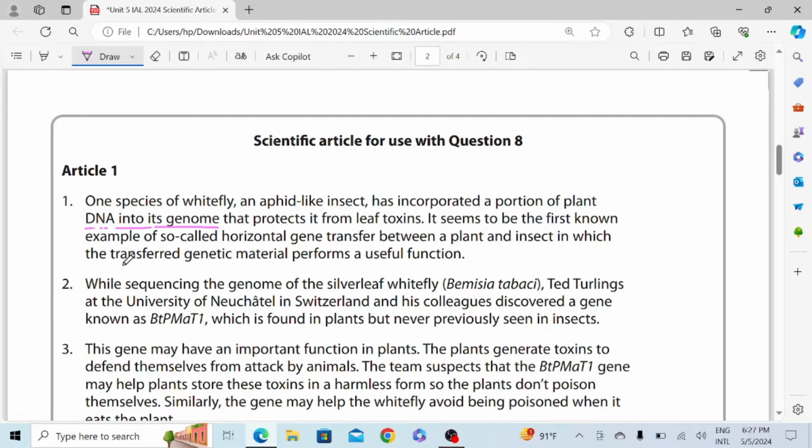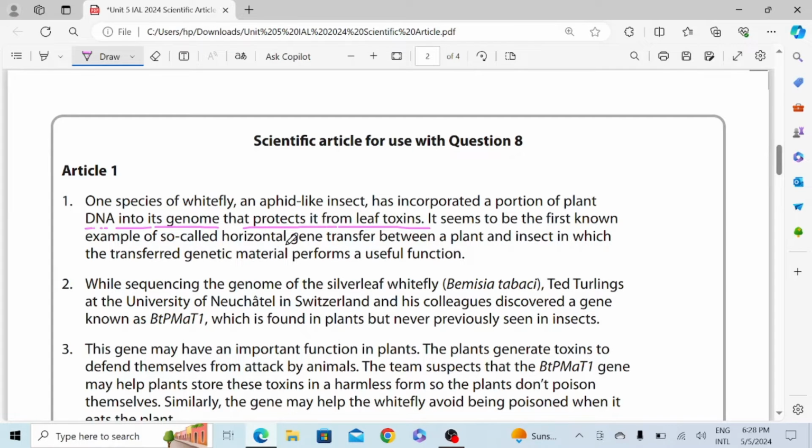And another thing, the genome that protects it from leaf toxins. There could be some questions that talk about how this development, like having a DNA from this portion of the plant, helped the whitefly being protected, or there could be a question of camouflage or something like that. So make sure you're prepared for questions like that.